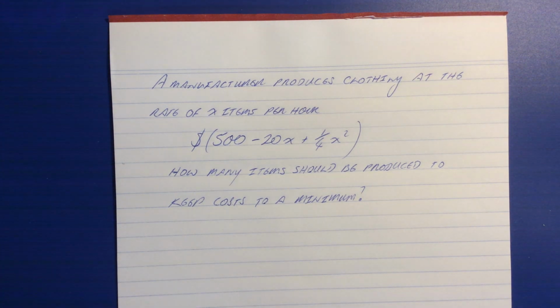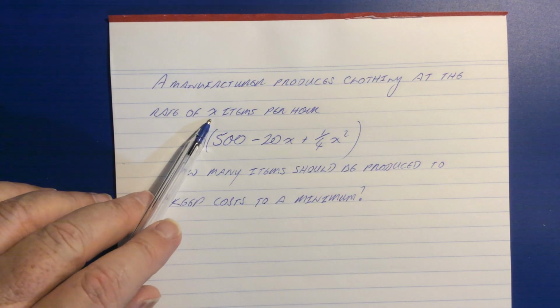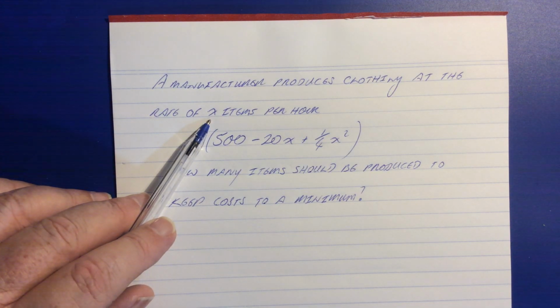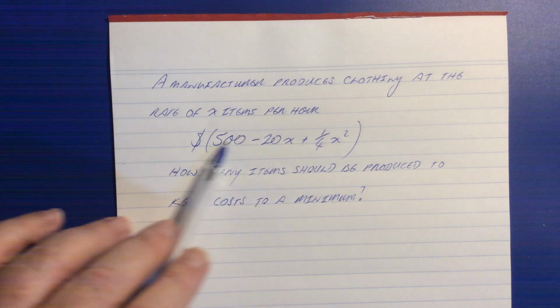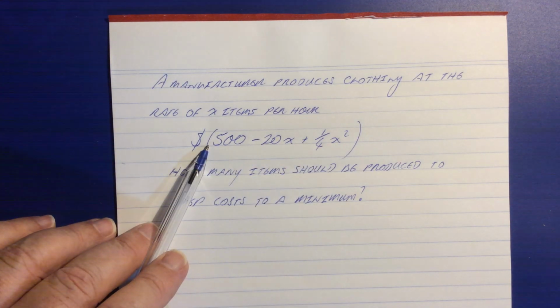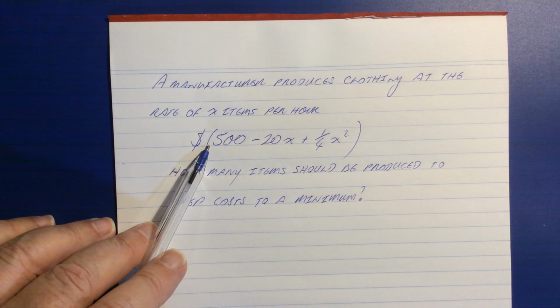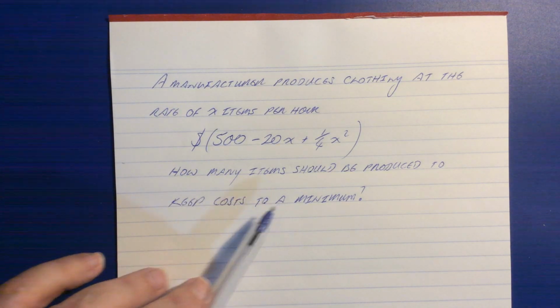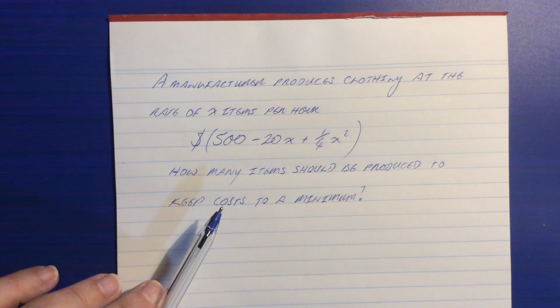Our problem today involves a manufacturer who produces clothing at the rate of x items per hour, and we've got a function here that gives us their overhead costs. And so the question is, how many items should be produced to keep those costs to a minimum?